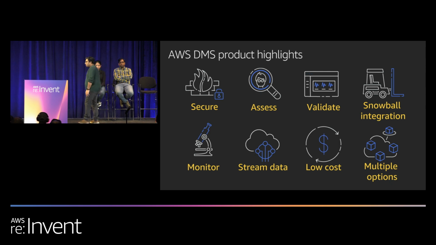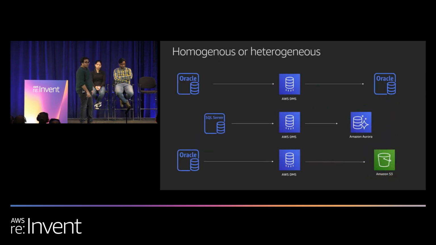It is low cost. You pay for what you use. You pay for the underlying EC2 instance that is running the DMS software. And like we said, it's a logical replication Swiss Army knife. So you have multiple options of being able to control your homogeneous and heterogeneous migrations.